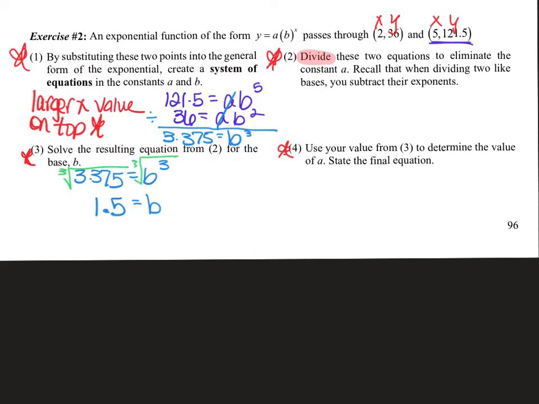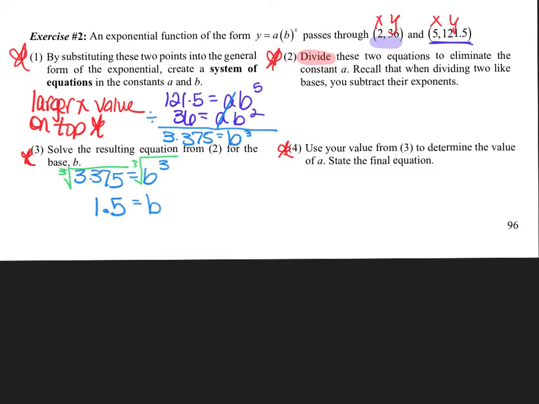All right, so we have a B. Now we need our A. Step number 4. Use your value from part 3 to determine the value of A. State the final equation. So I'm going to go back to my original y equals AB to the x, and I'm going to plug in 1 point. I'm going to use the first point because the numbers are smaller and there's no decimals. You can use either point.